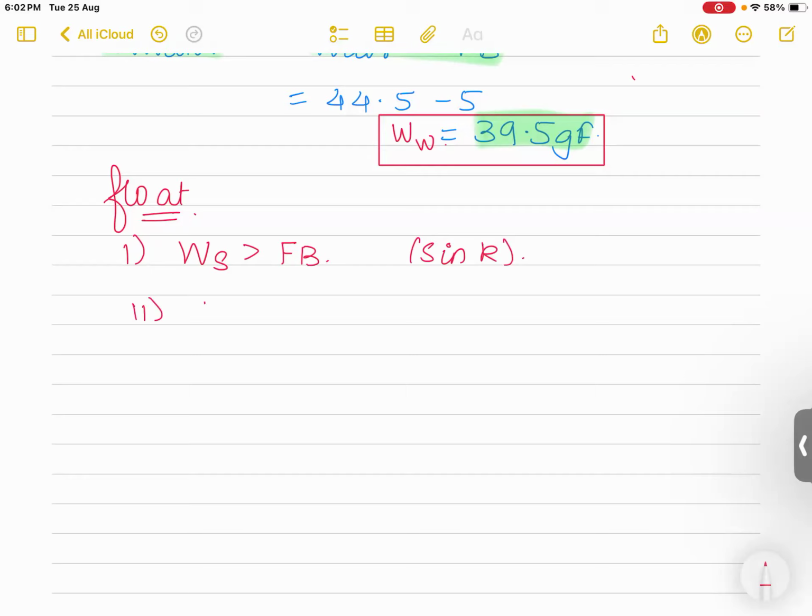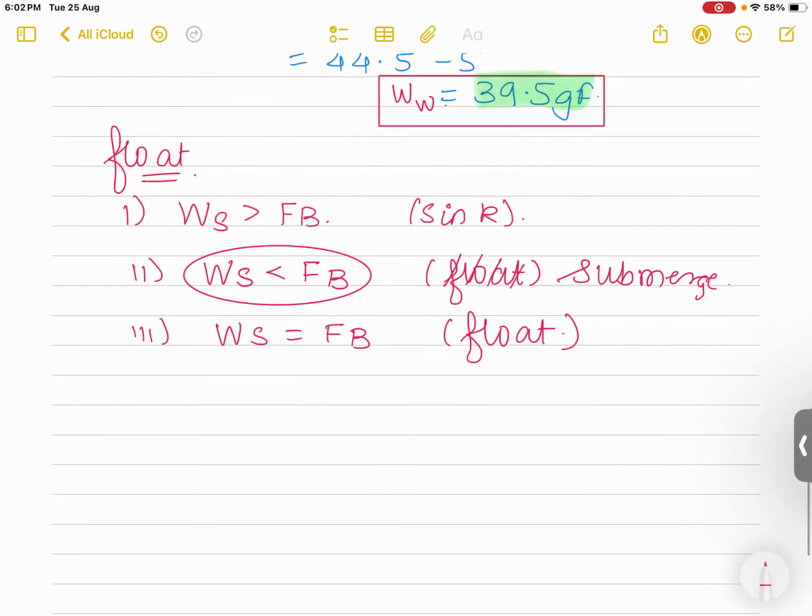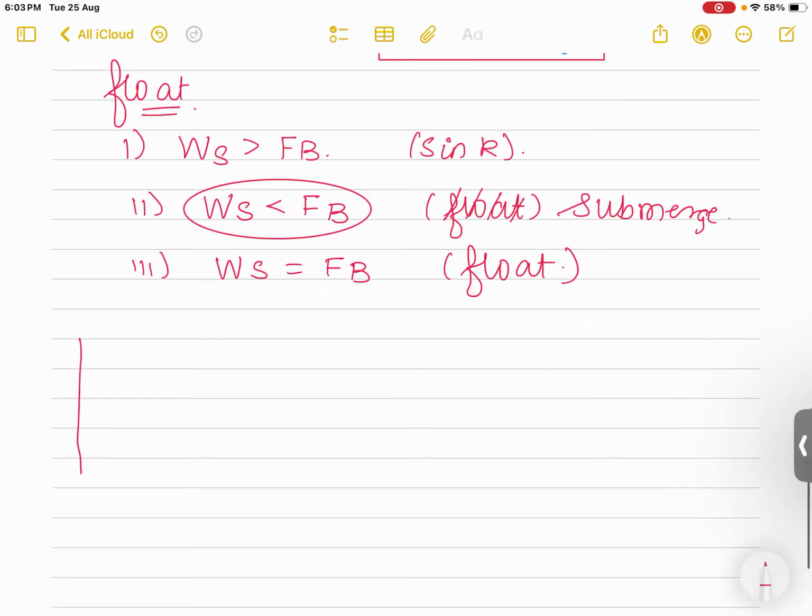In the second case, whenever the weight of the solid was less than the upthrust, we used to say that the object is floating. Whenever the weight of the solid was equal to upthrust, we used to say that the object is floating. Here, in this second case, to be very precise, whenever the weight was less and FB was more, rather than calling it floating, we had a better term where we used to say that the object is submerged. When I try to draw it in terms of a diagram, this is how it was looking.